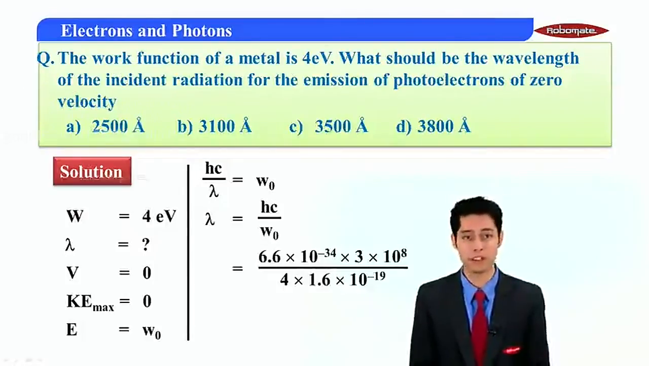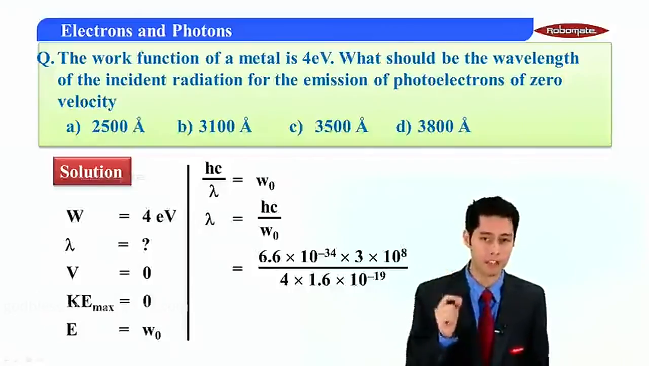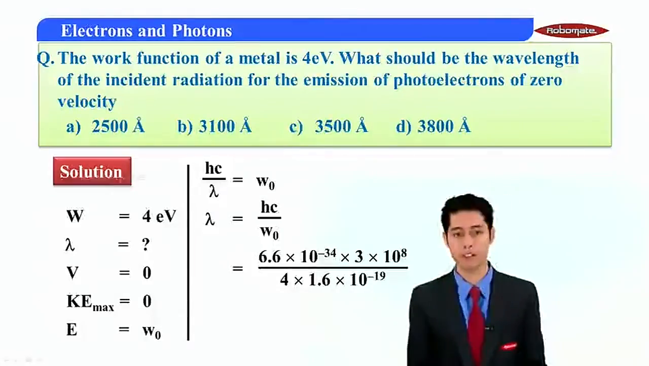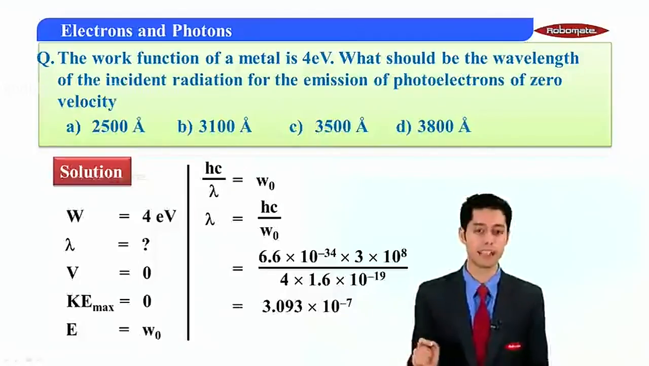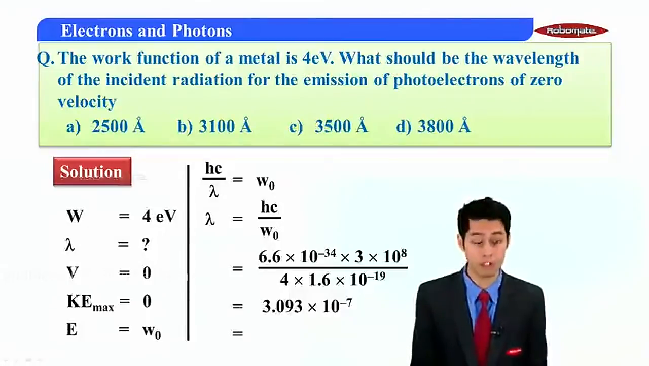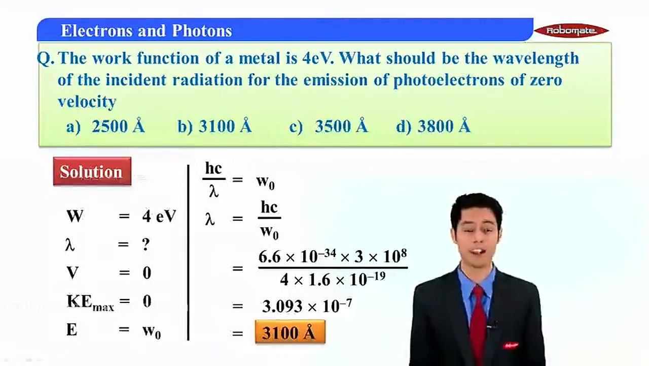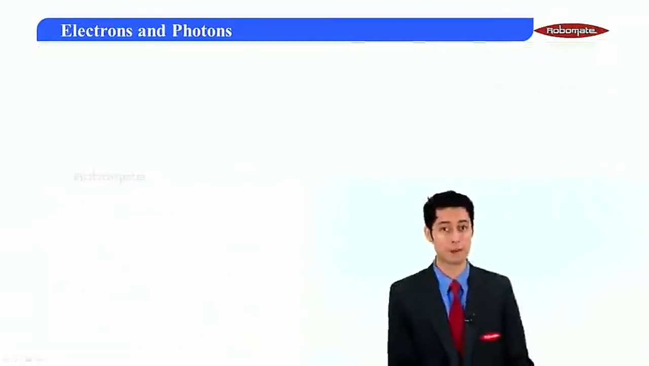So if I need to find out the wavelength, lambda will be hc upon W naught. On substituting all the values, I get the equation like this. I have substituted the value of h, c, W naught. And when I solve this, I get the final answer as 3.093 into 10 to the power minus 7 meter, which corresponds most closely to 3100 Armstrong unit. So students, moving ahead to the next problem.